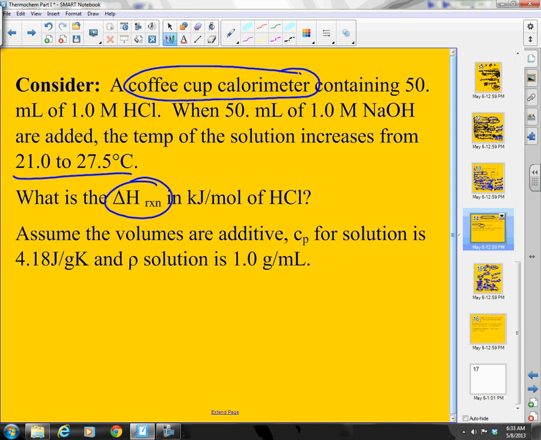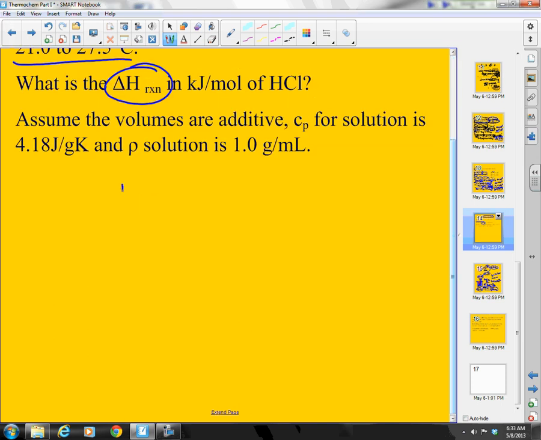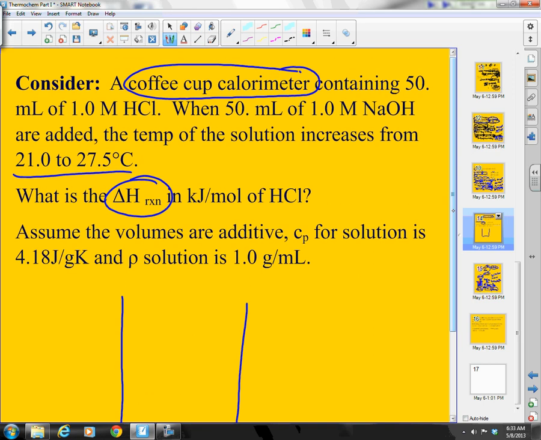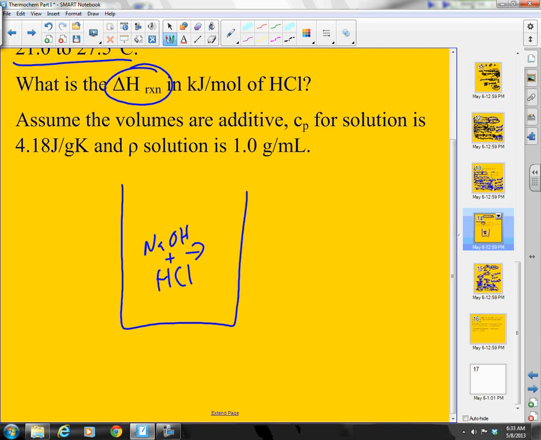Let's see, here we go. Let's see if we can do it. Coffee cup calorimeter. Okay, so I have a coffee cup here. What's going on? I have NaOH and I have HCl, and when those two react, they are going to create water and a salt and heat. So this reaction occurs, and it's going to create some heat. And where will that heat go? That heat will go into the solution.